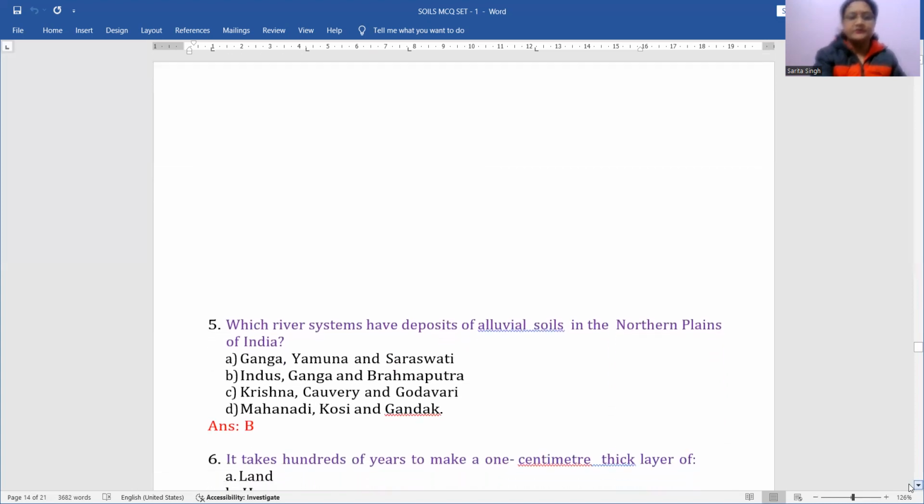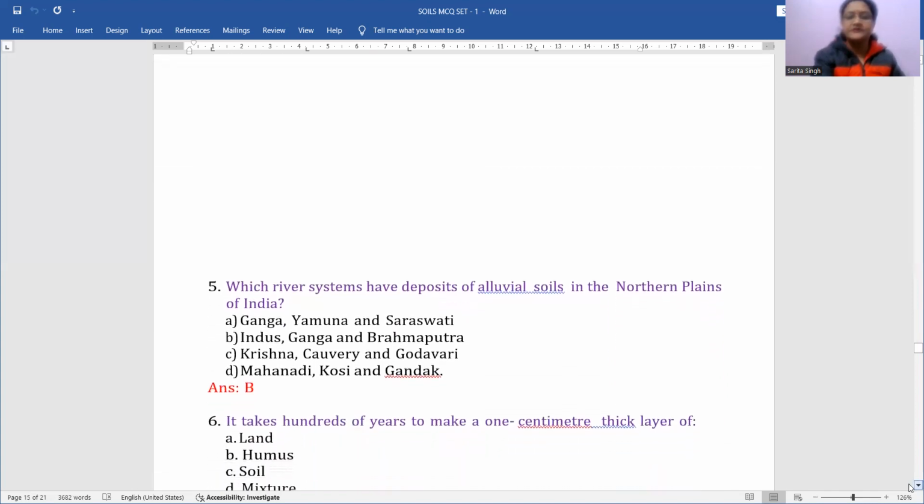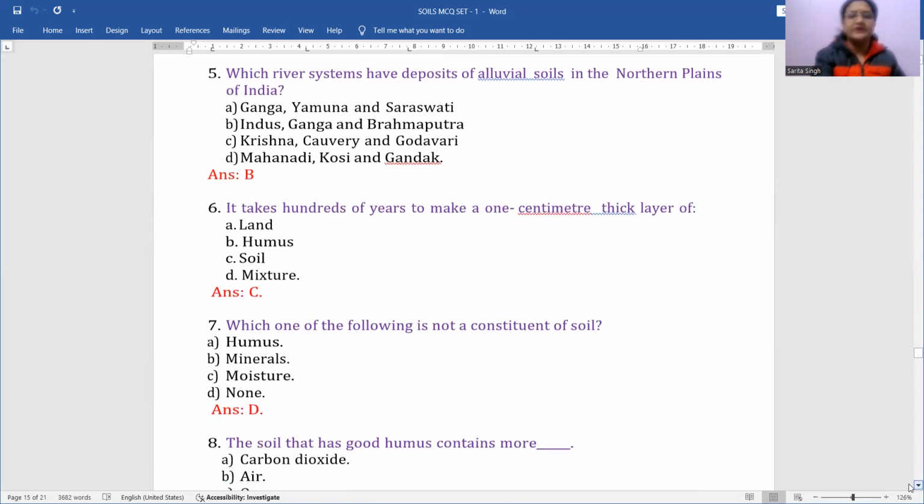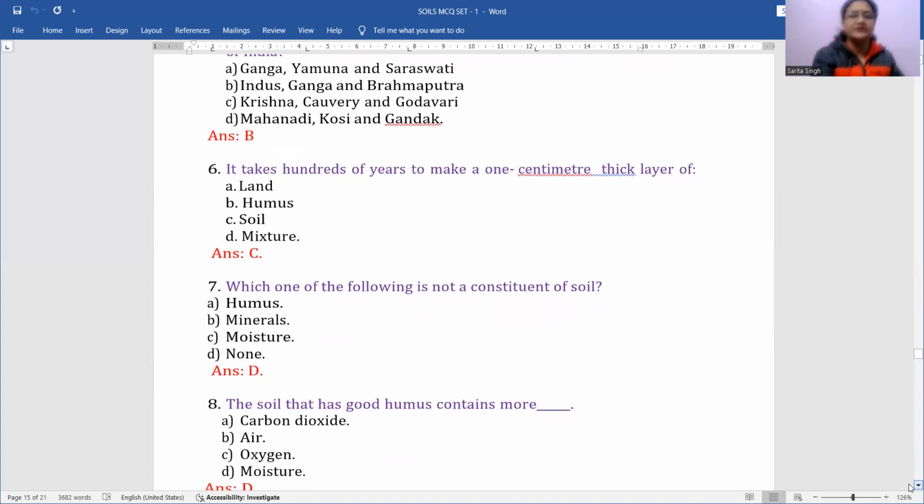Next question है बच्चों, which river systems have deposits of alluvial soils in the northern plains of India? Ganga, Yamuna, and Saraswati. Indus, Ganga, Brahmaputra, Krishna, Kaveri, Godavari, and Mahanadi, Kosi, Gandak. It is correct answer is Indus, Ganga, and Brahmaputra. Next question, it takes hundreds of years to make a 1 centimeter thick layer of soil. Okay, soil takes actually in the formation of soil, long time is required. Okay, that's what it is mentioned. It takes hundreds of years to make a 1 centimeter thick layer of soil.